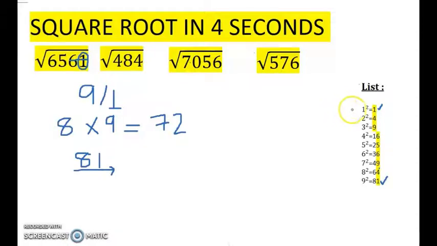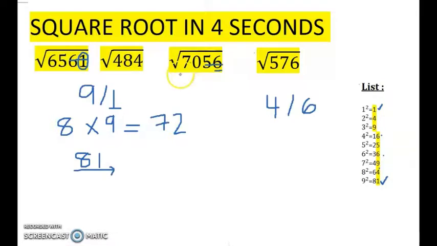So the question is 7,056. So the first thing we have to do is find the unit. Now we have to find the unit in here that corresponds to it. So we have a 6 here and we have a 6 here. So the corresponding square root is 4 or 6. Next, we have to scratch out the 5 and the 6.